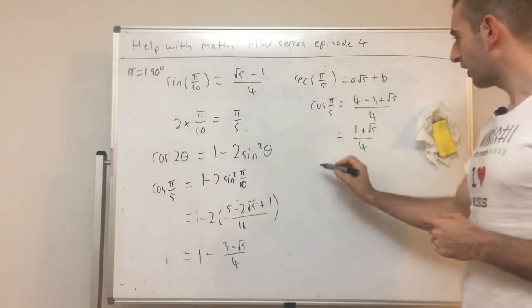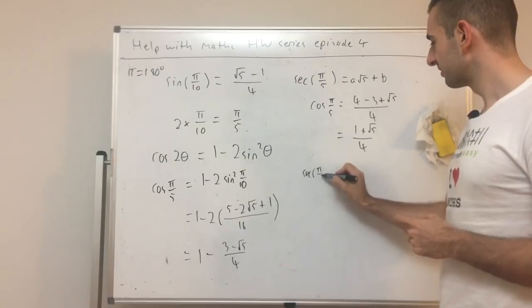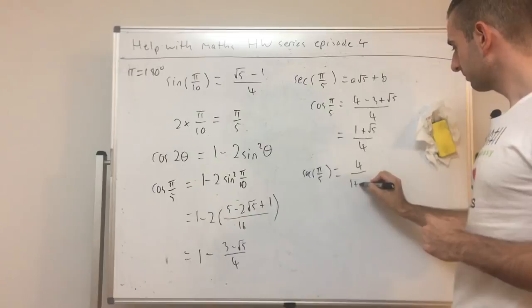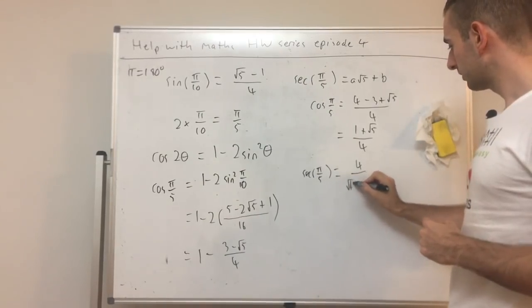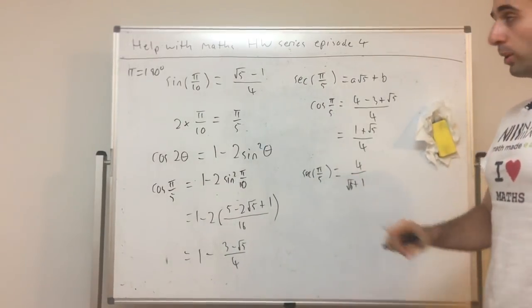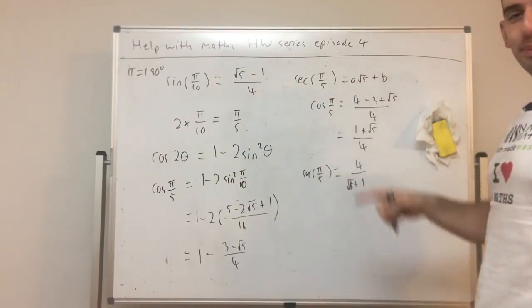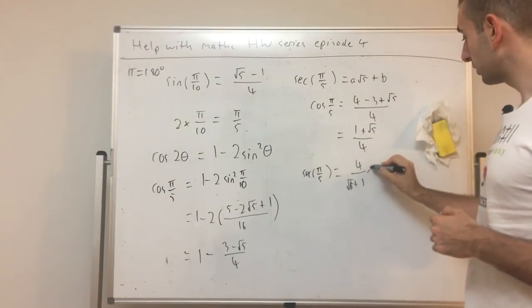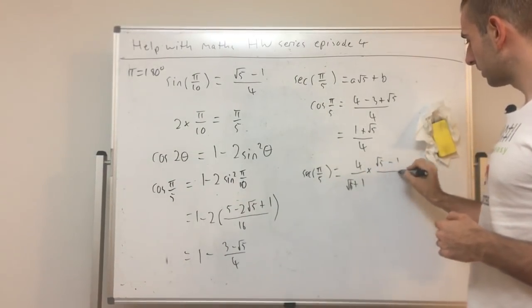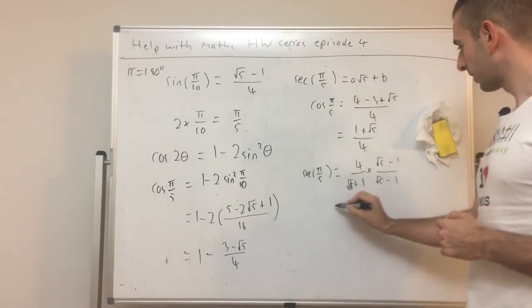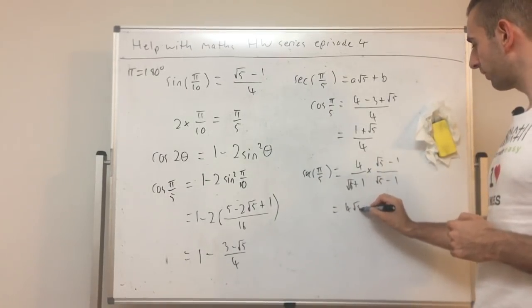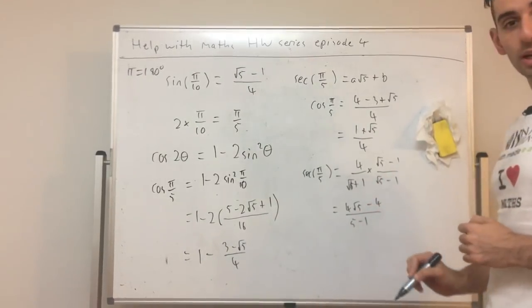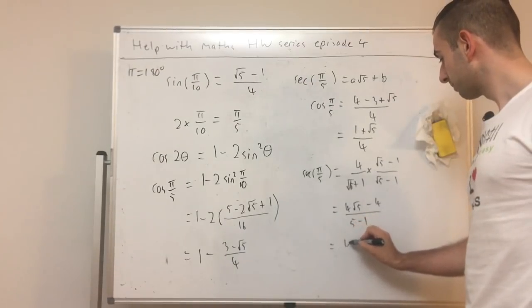So then sec pi on 5 is the reciprocal, which means we flip it. Actually, I want to write with root 5 first. Now if we look at the answer, it says put in the form a root 5 plus b. We have a root on the bottom, so we're going to need to rationalize the denominator by timesing top and bottom by the opposite sign. So on top, that's 4 root 5 minus 4. On the bottom, that's difference of 2 squares, 5 minus 1, which is 4.